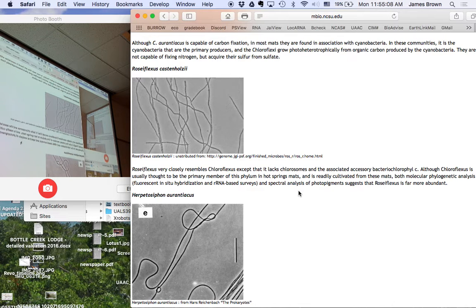This is why they're called the green non-sulfur bacteria, because you don't need a source of reduced sulfur to grow them. And you might think that in these hot springs, reduced sulfur would be plentiful, and it probably is, but they are capable of fixing sulfur from sulfate, and therefore are green non-sulfur bacteria.